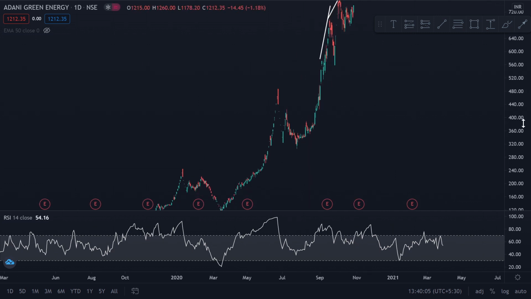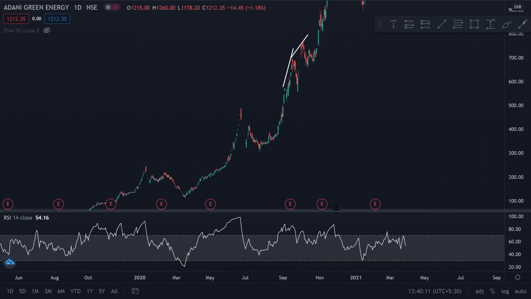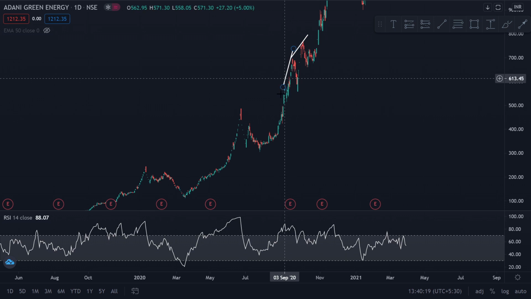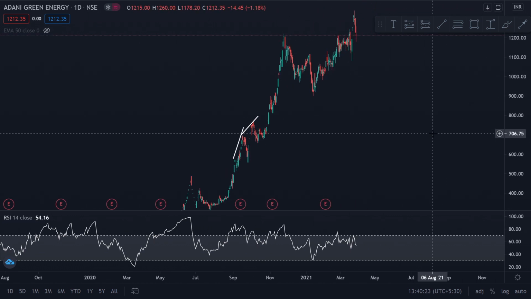And yeah, if you short sold Adani Green at any of these points, it gave you RSIs above the overbought region multiple times. It has sustained in the overbought region for a long period of time. But then you can see what happened during that duration. So this is the reason. Again, I'm telling you, do not go by RSI blindly.